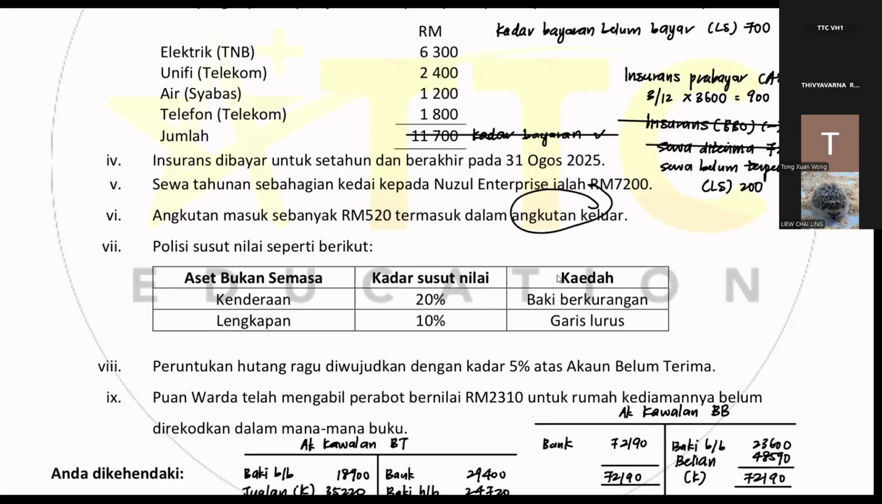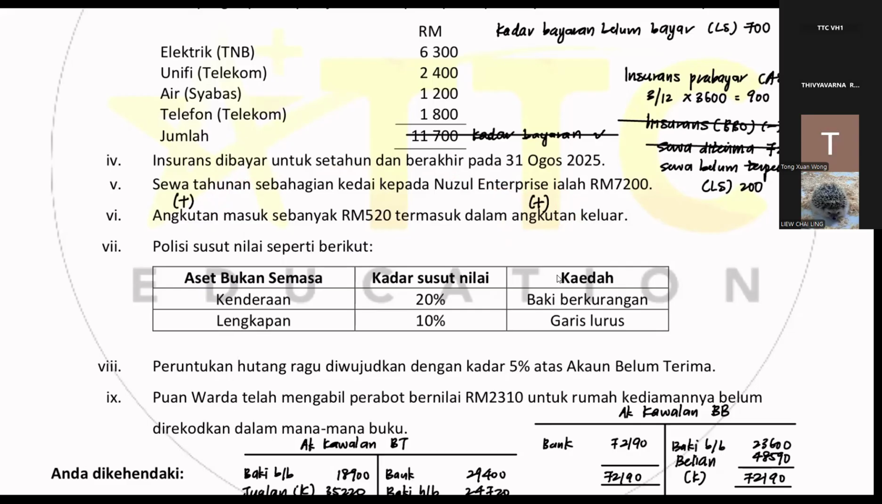Take out from the wrong place, angkutan keluar. Put it back to the correct place, angkutan masuk. You need to take it out from angkutan keluar. So you need to add or minus angkutan keluar? Yes. Minus angkutan keluar. How about angkutan masuk? Angkutan masuk need to add. Yes. Because this amount belongs to him.